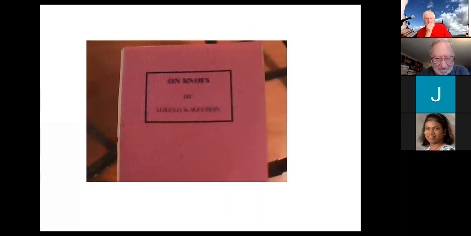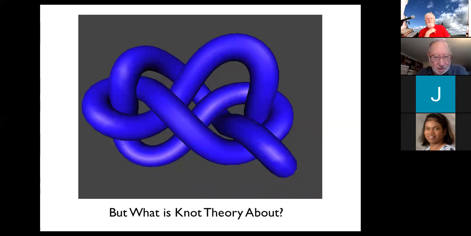And of course, we've been talking for two lectures now about what knot theory is about. But here's a puzzle for you if you haven't looked at it before. Maybe you want to make a record of this, screenshot or whatever. The question is, is it knotted or not?